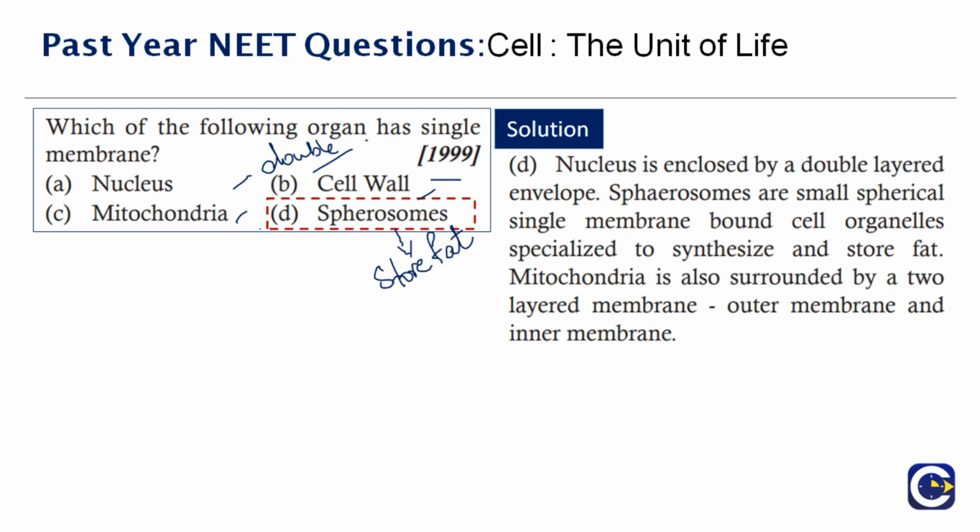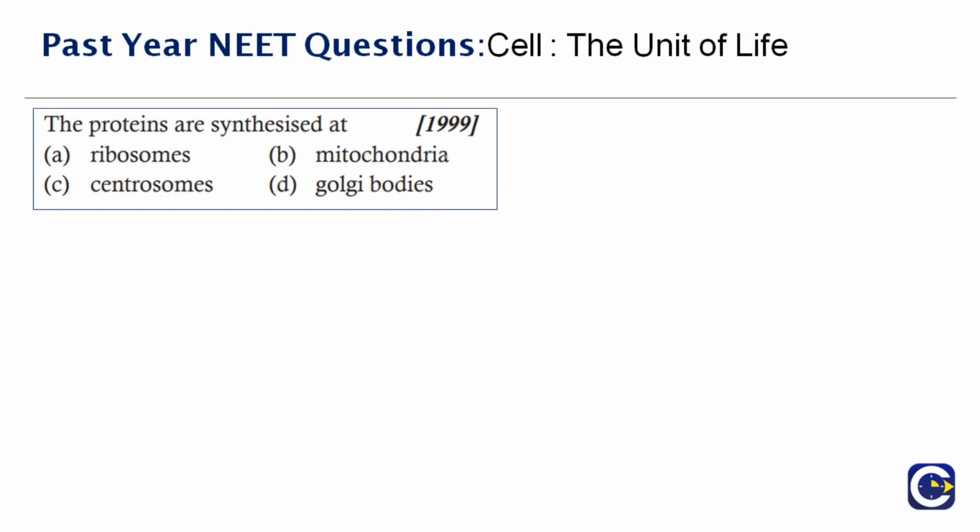See, these questions are very easy to answer when you can keep in your mind which is double layered, which is single layered, and which has no membrane. Next question here. This question was asked in the year 1999. Very easy question, in fact. Again, the proteins are synthesized in dash.